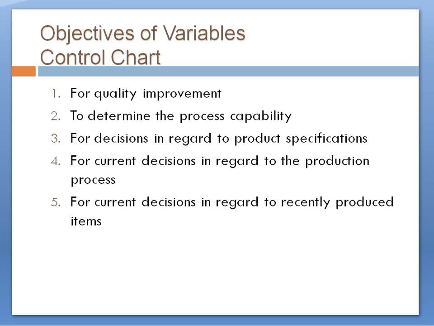So the objectives of variables control charts are quality improvement, determining the process capability, decisions in regard to product specifications, current decisions in regard to the production process, and current decisions in regard to recently produced items. So it can help you to understand and correct your process prior to producing the product, or once the product is produced, it can also help you to make sure that the customer gets the right product with the right quality.